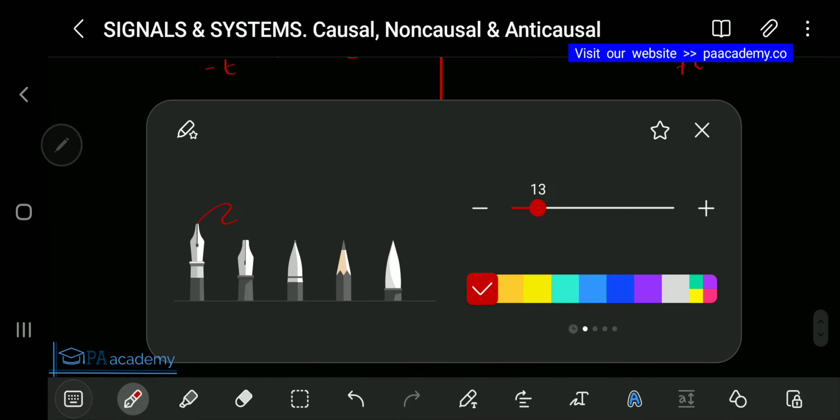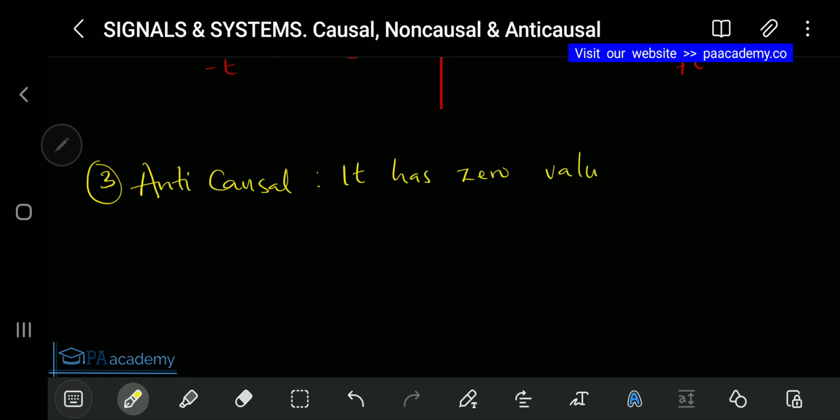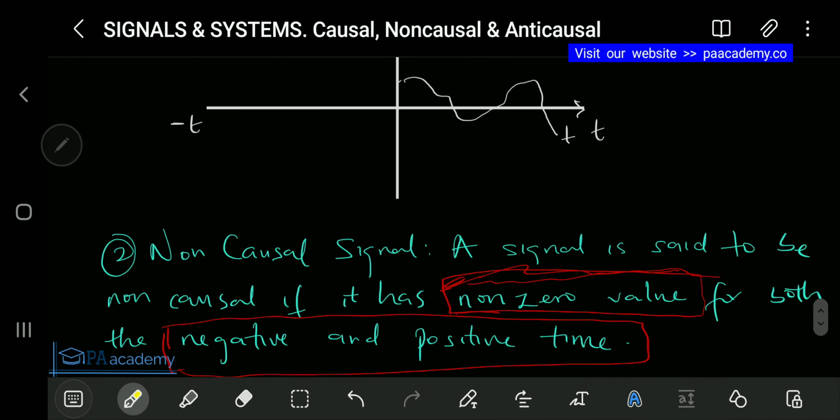So now let's look at the third one. We've looked at causal, we've looked at non-causal, and now the third one is anticausal. So for the anticausal, if you are to define that, you say that it has 0 values for the positive time. So this is just like the name, anticausal is the opposite of what we have for causal signal.